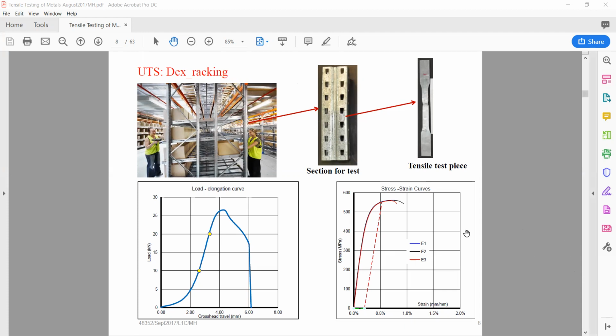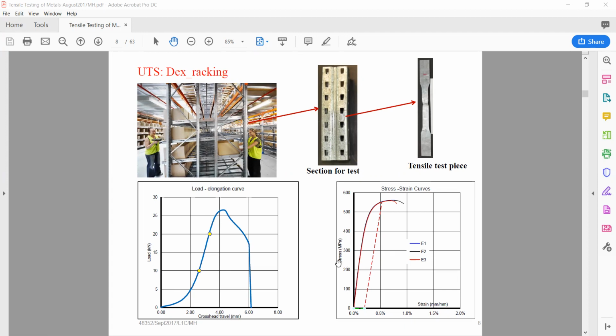So that is how the test is done. If you see this test sample, this is a flat plate sample, then when a load is applied, this is load versus crosshead travel. Crosshead travel is where the machine moves. The two crossheads of the test machine move apart. So this shows a general trend of the curve.